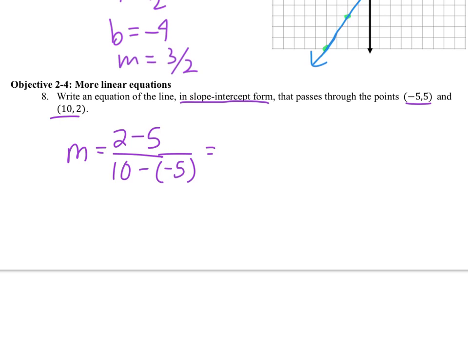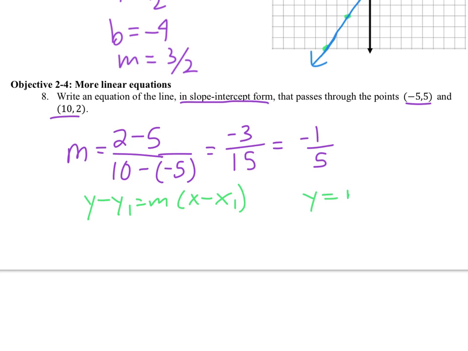Go through and do those differences. So we'd have a -3 over, really 10 plus 5, so 15. So -3/15, which does reduce down to be -1/5. So we have our slope. Now it's up to us whether we want to, or how we want to proceed from here. Personally, I prefer using the point slope form. I know some people like to use the slope-intercept form.